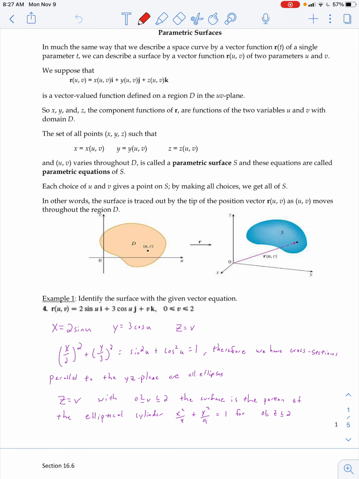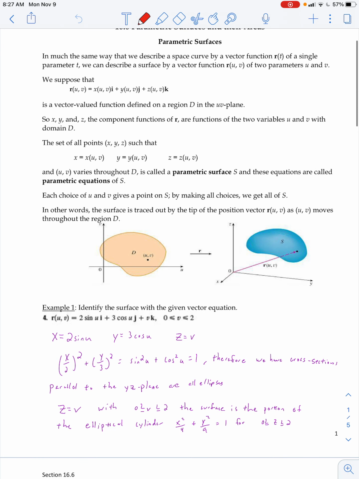So for example 1, identify the surface with the given vector equation. Here we have r of u,v equal to 2 sine u i plus 3 cosine u j plus v k, where 0 is less than or equal to v is less than or equal to 2. Again, we're going to pick out the x, y, and z components. So x is equal to 2 sine u, y is equal to 3 cosine u, and z is equal to v.